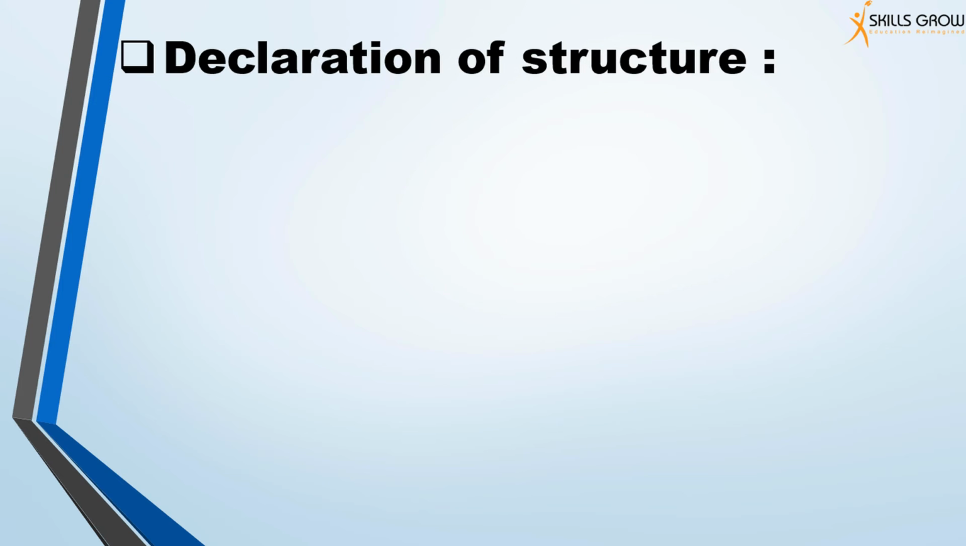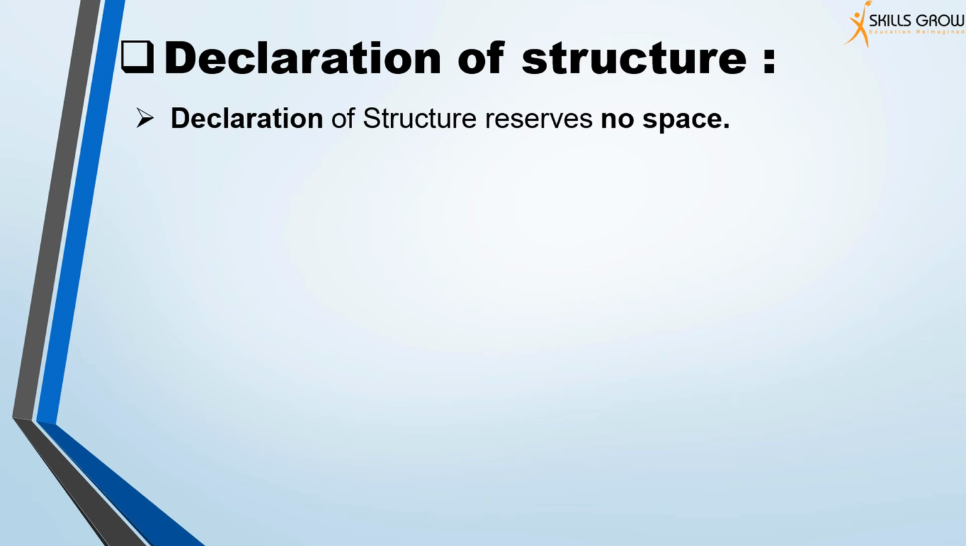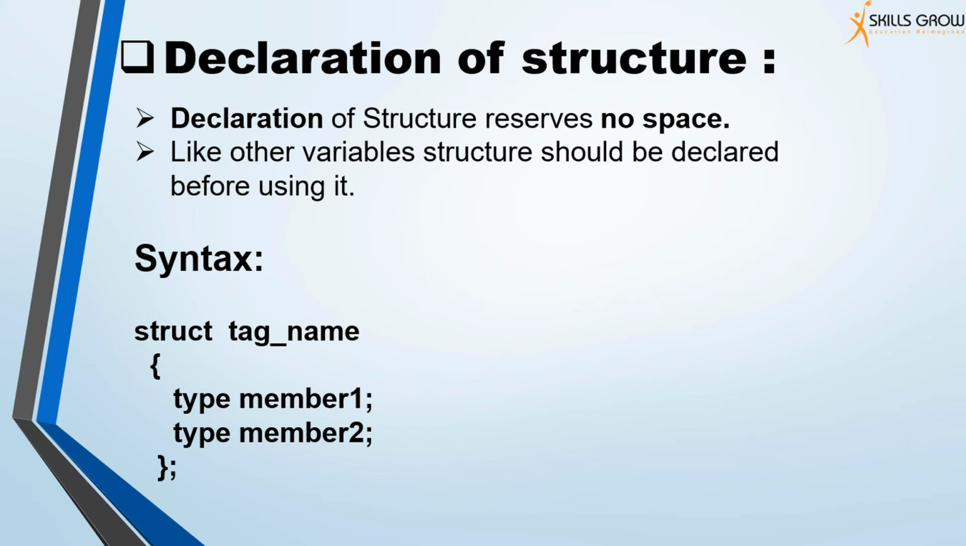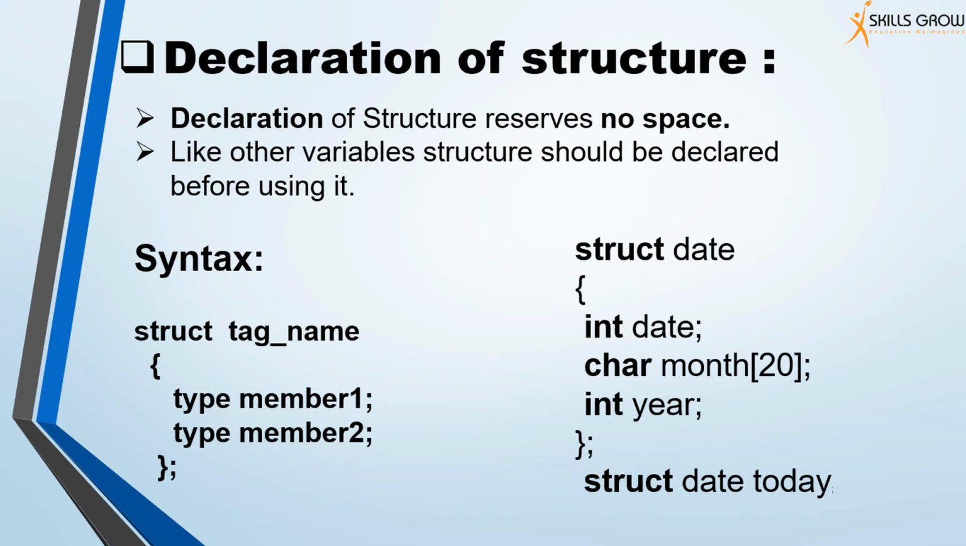Declaration of structure. Declaration of structure reserves no space. Like any other variables, a structure should be declared before using it. Here is the syntax for declaring a structure variable, and it must contain these elements: the keyword struct, the struct type name, a list of variable names separated by commas, and a concluding semicolon. In the given example, date is the tag name given to the struct, and integer date, character month and integer year are the different data types declared in the structure.